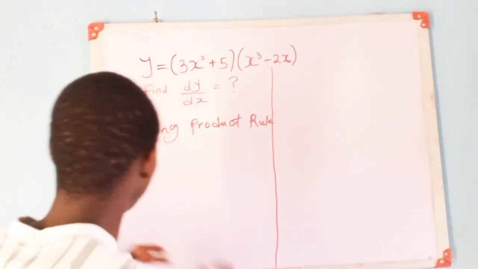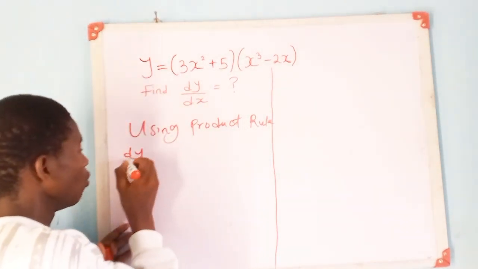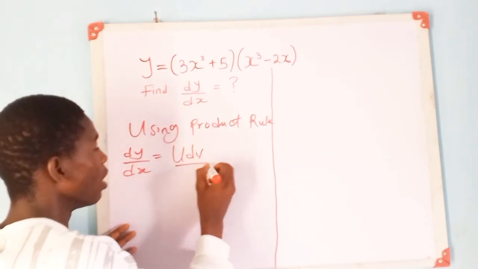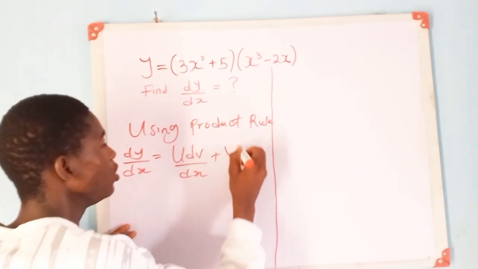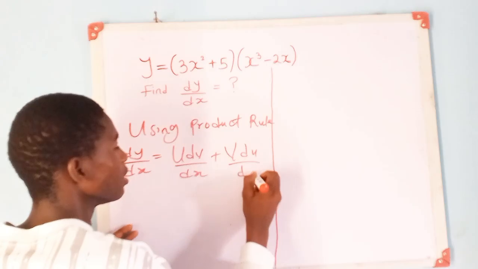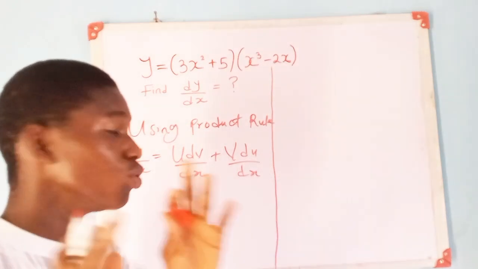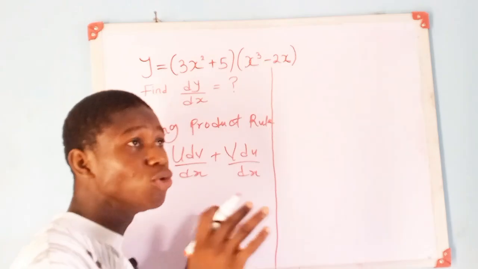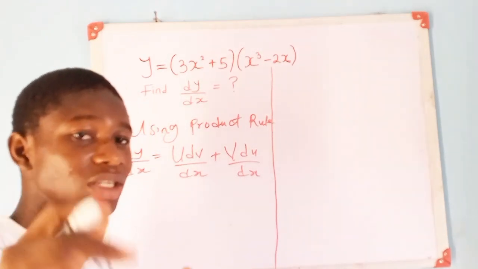And what's the formula for the product rule? The product rule says that dy over dx is equal to u dv over dx plus v du over dx. So this is the product rule. Now let's get into the solving. The third step I'm going to be using here is where most students make mistakes, so you need to wait till you see the third step.